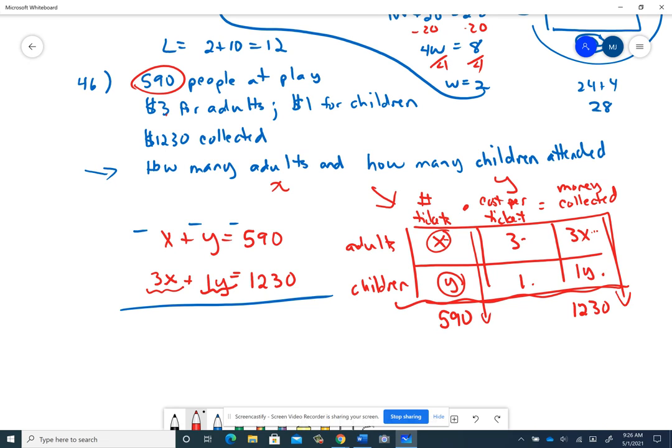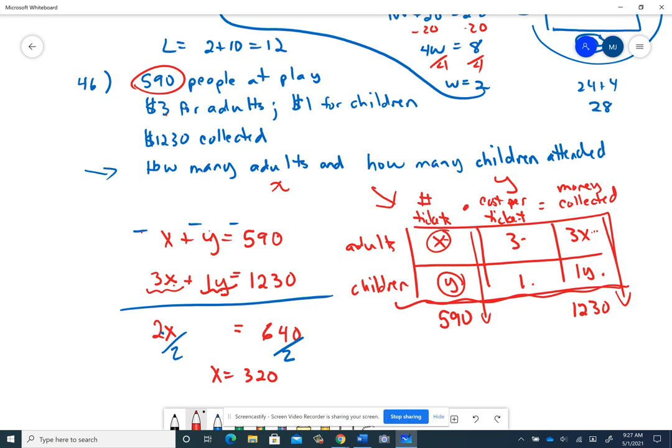All right, now let me go back. So now we have our system, our two equations. We can solve that by multiplying through by a -1 on that top one, and then the y's would be opposites and they'd cancel out when we add. So -x plus 3x would be 2x, -y plus y would be 0, -590 plus 1230 would be 640. Then I can just divide by 2, and I'd know that x would equal 320.